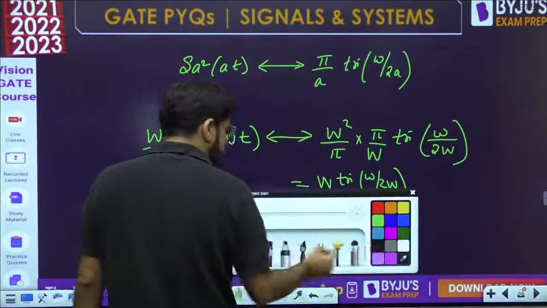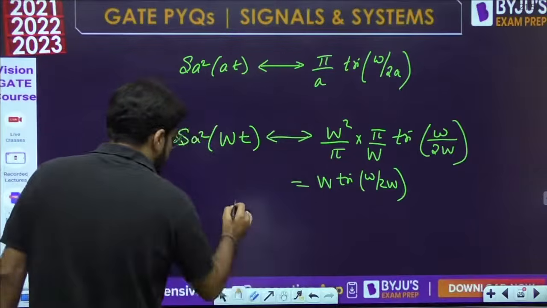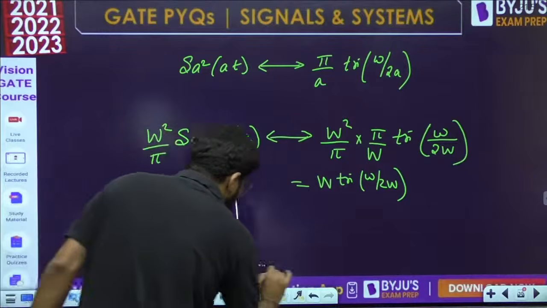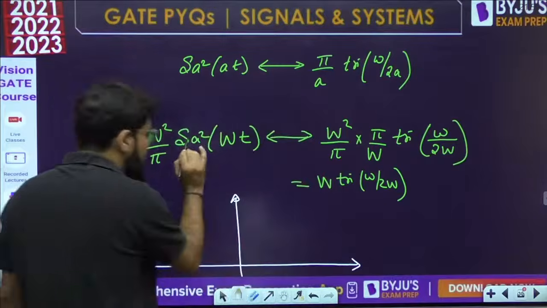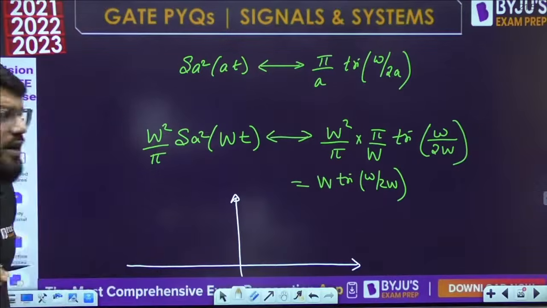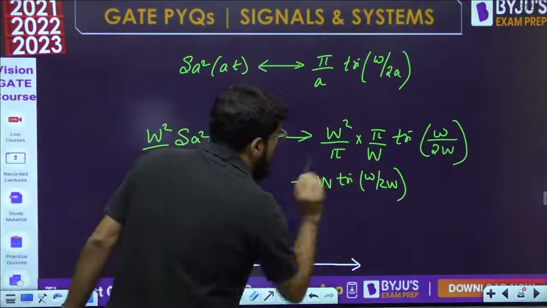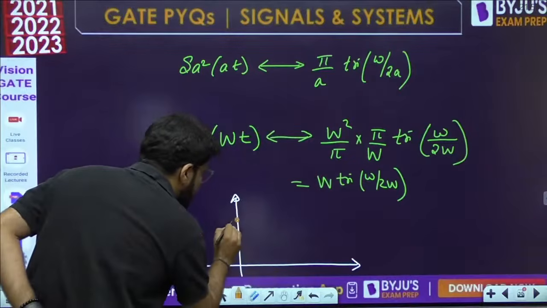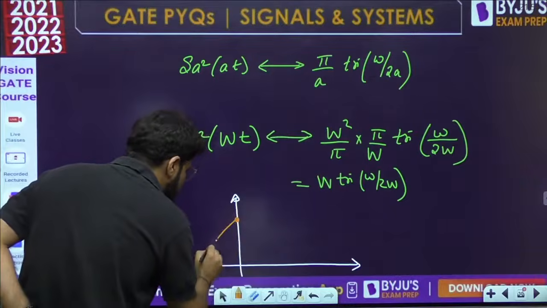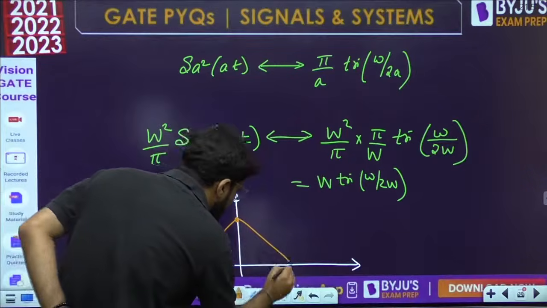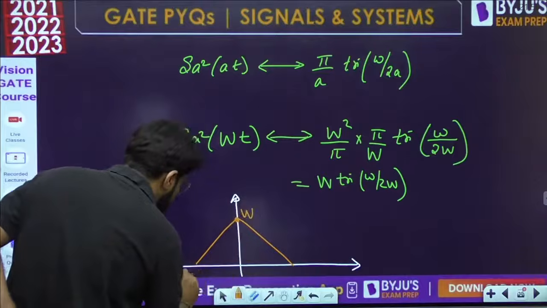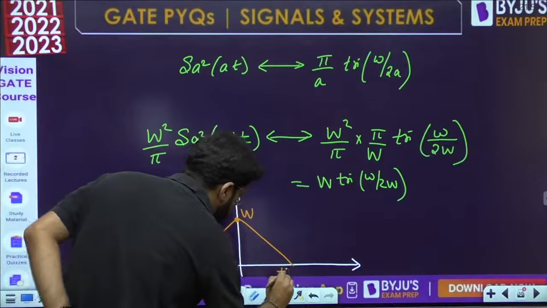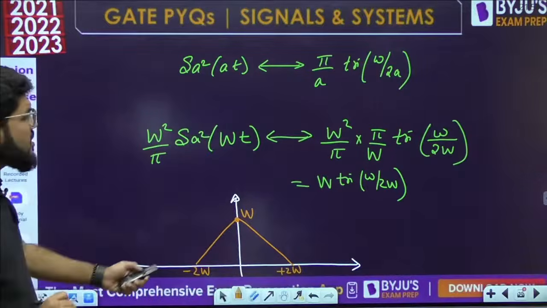Now how do you sketch this tri signal? What is this much of the Fourier transform? This is not the complete ht, but what is this much of the Fourier transform? Tri of omega by 2w, a triangle signal from minus 2w to plus 2w and having the height of w. Okay, but this is not the complete ht.